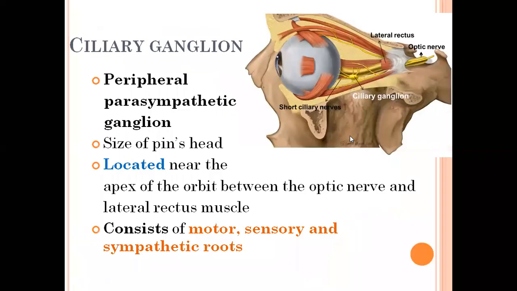So now we'll go on to the ciliary ganglion. It is a peripheral parasympathetic ganglion.